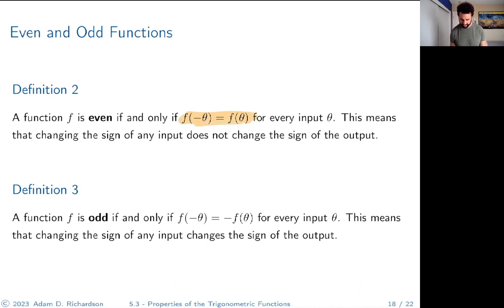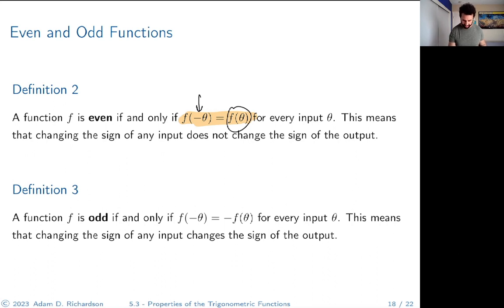Let me emphasize this right here. Intuitively, what this means is if you change the sign of the input, it does not affect the output at all. If you change theta to a negative angle instead, that's not going to change the output of the function. That's what it means to be even. An even function has that property.